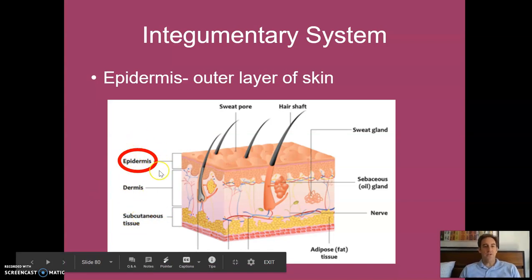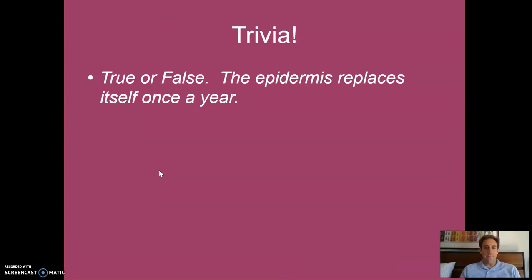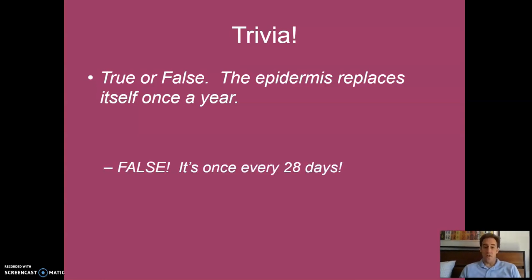So the epidermis is your outer layer of skin. And as you might expect, the epidermis does replace itself. And true or false? Replace itself once a year. What do you think? Turns out it's false. It's actually once every 28 days. So basically every month, that outer layer of skin totally replaces itself.